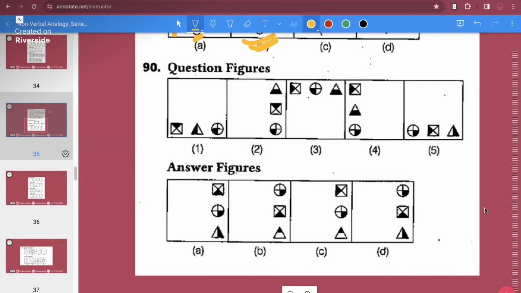Option A. Okay, one moment. Circle, and these two positions are changing. Okay, and again over here, these two positions are changing. All the three positions are changing, right? Option A. Avikan, what do you think?